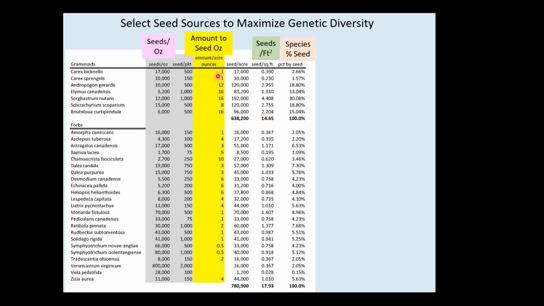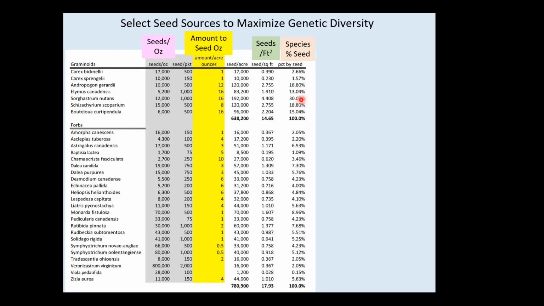So when I put this number in, this runs the entire spreadsheet, basically. It determines how many seeds per acre I've got, how many seeds per square foot. I keep track of the percentage each species is contributing to the total seed mix. Here, for the grasses, you can see that right now I've got Indian grass accounting for 30% of the seeds. That might be a little bit high. I might want to take that down, or maybe that's what I want.